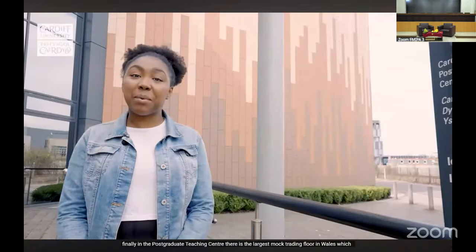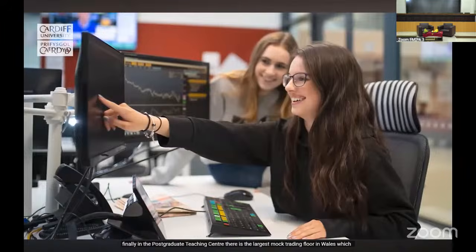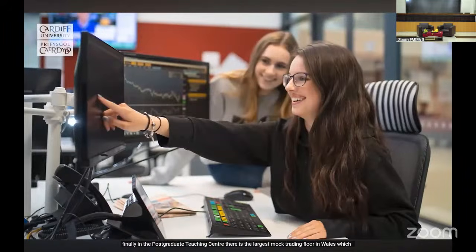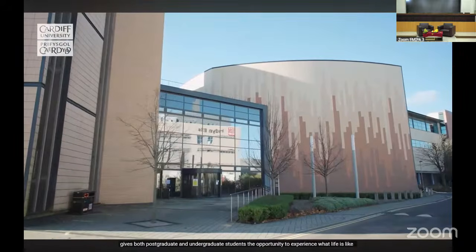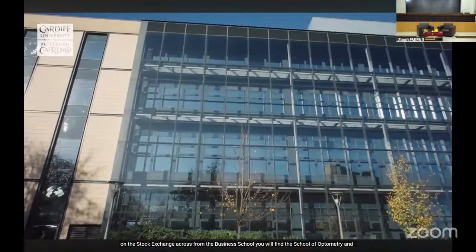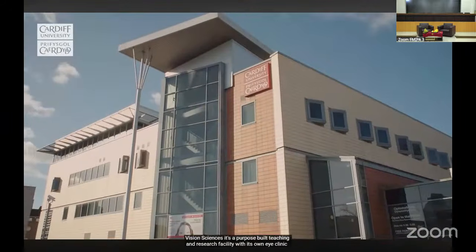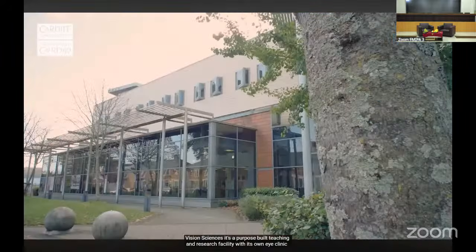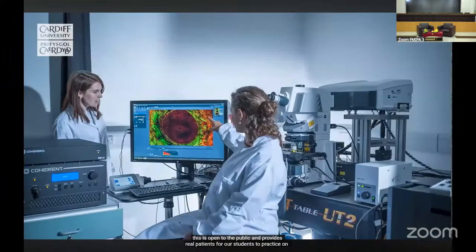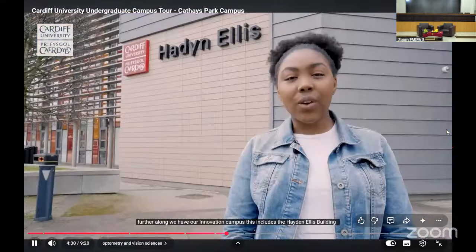Finally, in the Postgraduate Teaching Centre, there is the largest mock trading floor in Wales, which gives both postgraduate and undergraduate students the opportunity to experience what life is like on the stock exchange. Across from the business school, you will find the School of Optometry and Vision Sciences. It's a purpose-built teaching and research facility with its own eye clinic. This is open to the public and provides real patients for our students to practice on.